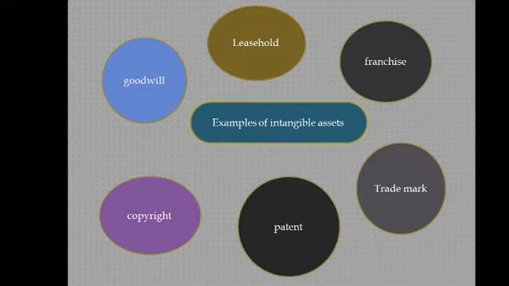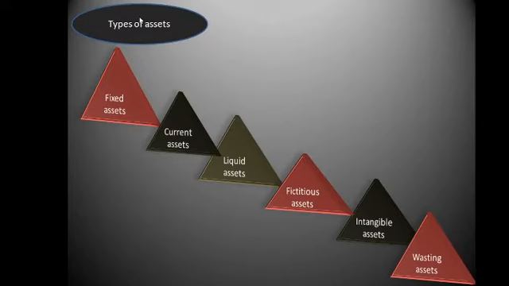Over here we have our types of assets. Number one, we have fixed assets. We have current assets. We have liquid assets. We have fictitious assets. We have intangible assets. And then the last but not the least, we have wasting assets.